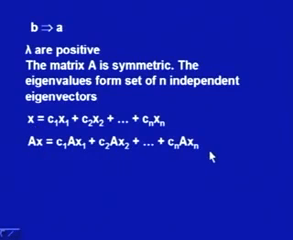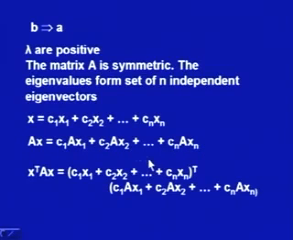I multiplied by A, so Ax is equal to C1 Ax1 plus C2 Ax2 plus Cn Axn. Then I multiplied by X transpose, pre-multiplication. So X transpose Ax is equal to X transpose multiplied by C1 Ax1 plus C2 Ax2 plus Cn Axn, whatever I have obtained here.